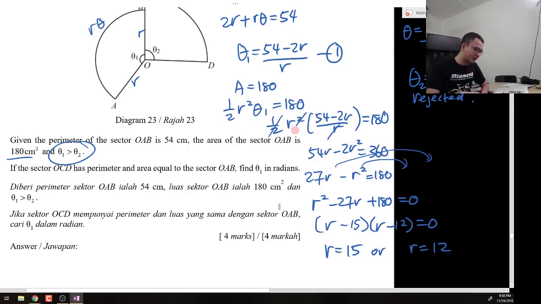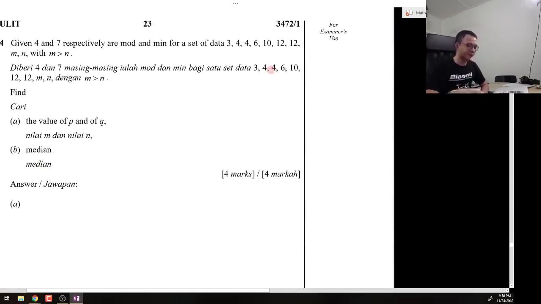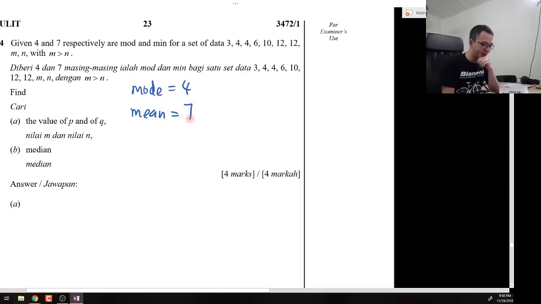Okay, so if possible, then we go to the last two. Alright, so given that 4 and 7 are the mode and mean for the set of data, find the value of m and n and the median. Alright, so over here, we have some information at least. We know the mode is 4, and the mean is 7. If the mode is 4, that means the number 4 should appear most often. So here you have two 4s only, and then you have two 12s.